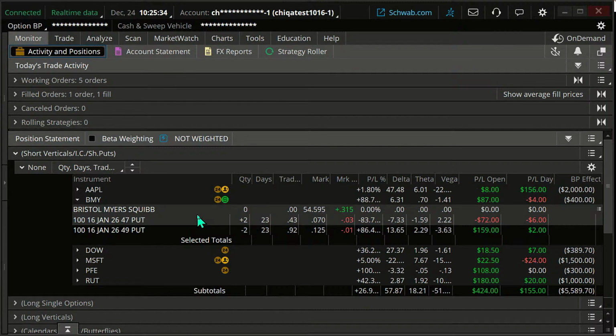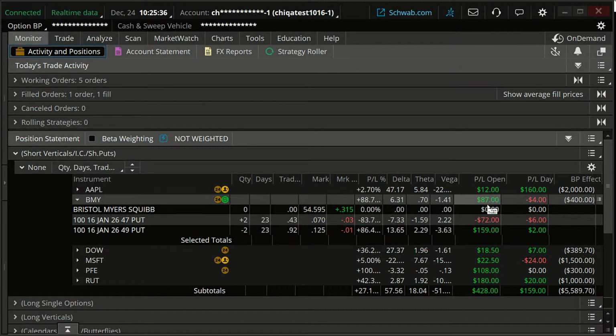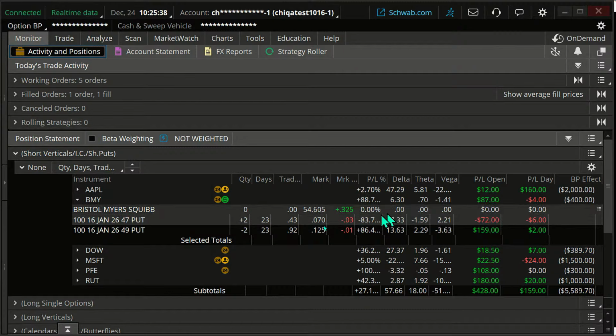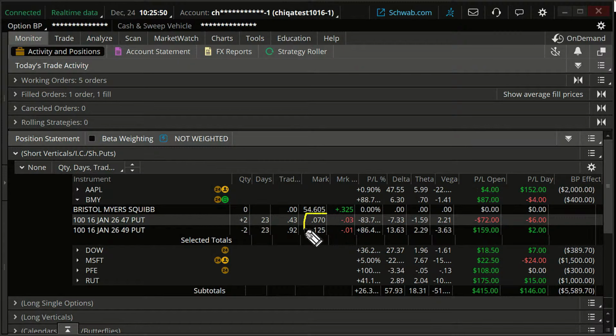Here's one where we're doing fairly well. We've made $87 on it, that's fine, okay? But I want to point something out to you on this trade. This is a short put vertical. Look at the current price of the options. You can also see this right here, percentage. The spread right now is about 0.05, okay?